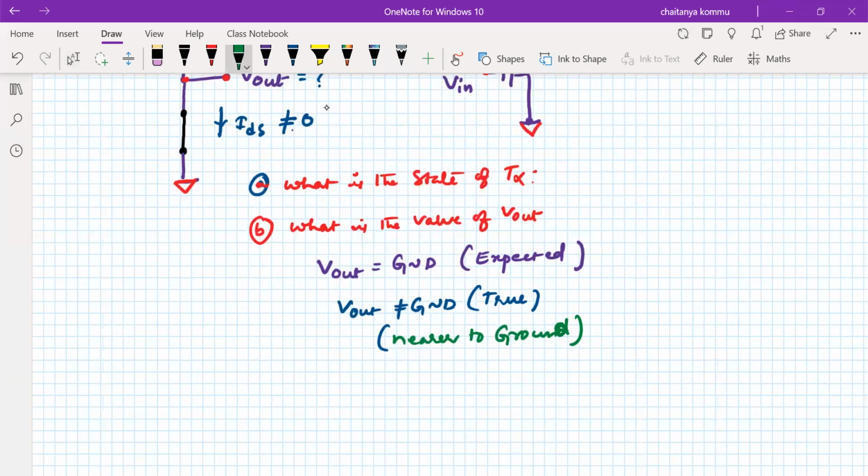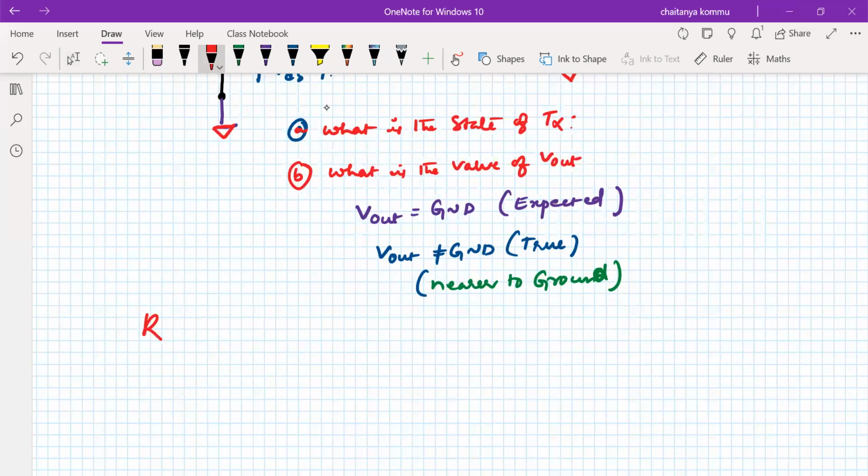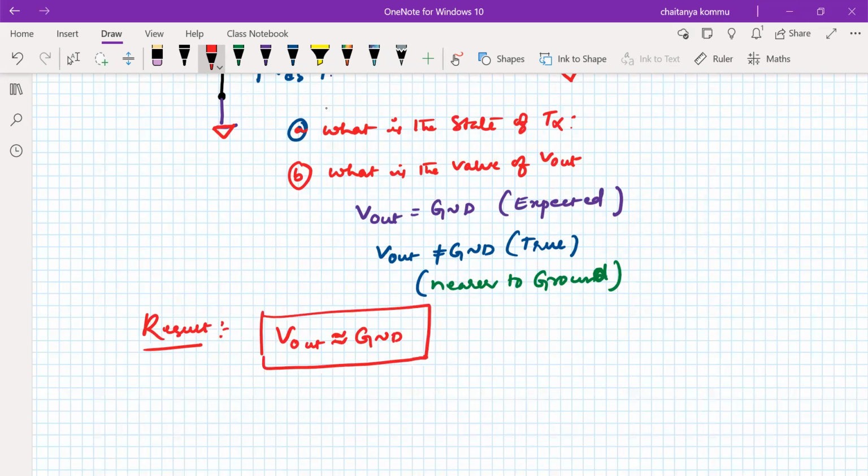So in that sense, the result we are writing here is Vout value is equal to ground approximately. I can say that approximately. We will trace this point after some time.